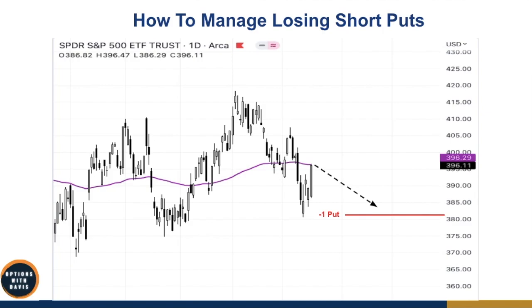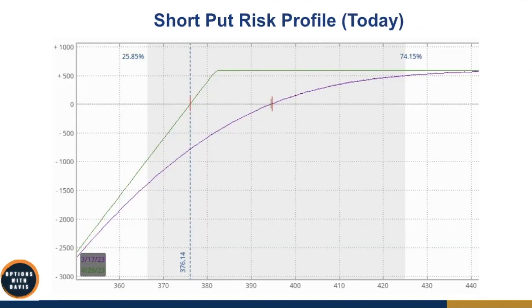It really comes down to exactly where the market is, right? So the first thing we want to do is to see the risk profile of our short put. We want to take a look at the P&L graph, which you can actually see from your broker like Thinkorswim or even the Tasty Trade platform. So this is the short put risk profile.